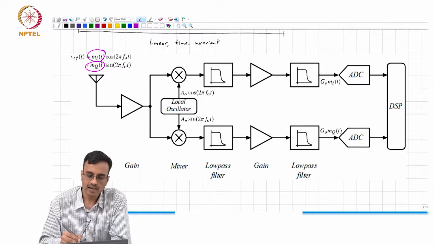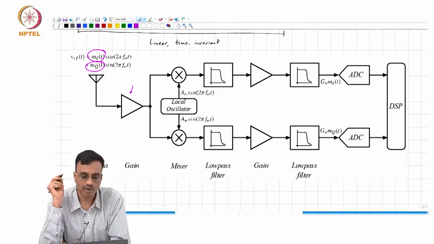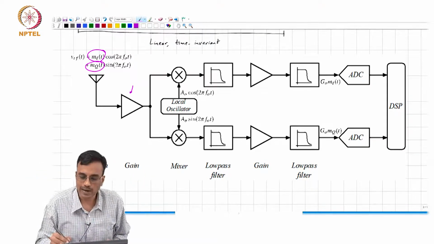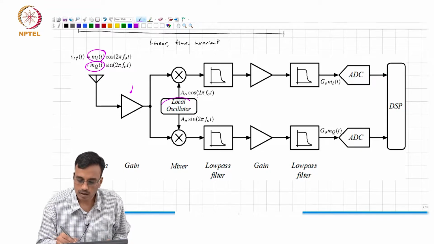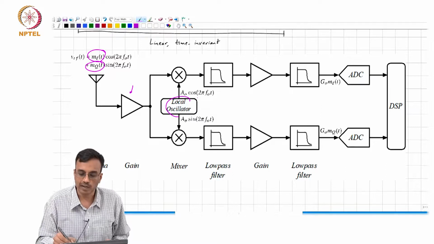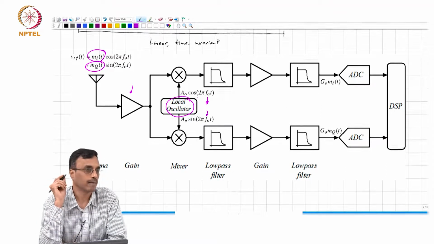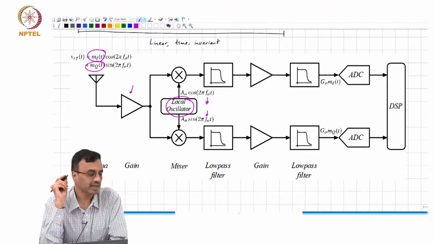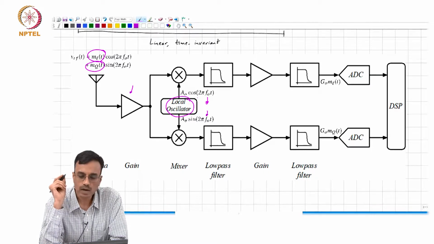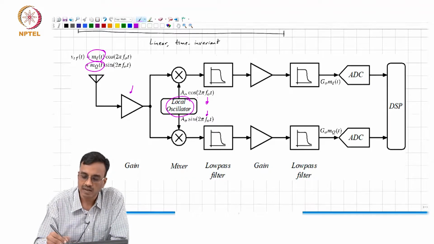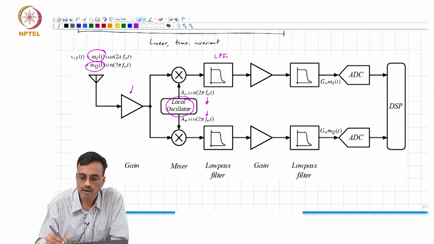Now, you have the antenna and a little bit of amplification. Then as soon as possible, you multiply the signal with what is called a local oscillator, which generates f naught, which is the center frequency. The moment you multiply this by cos and sine, and these are low pass filters.